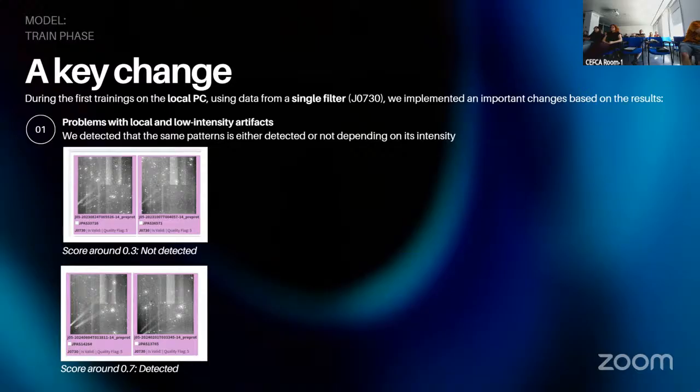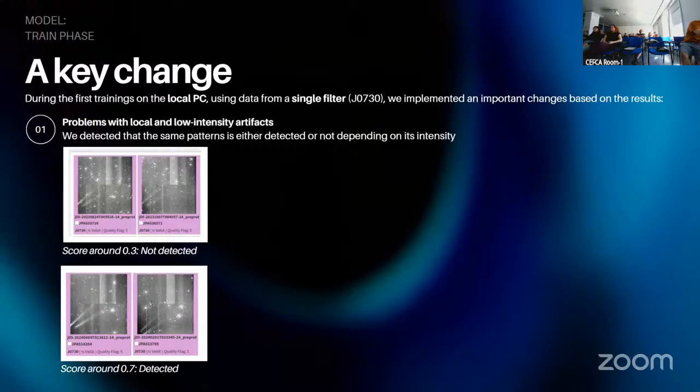Okay, I've done a lot of experiments, a lot of changes, but I'm going to highlight just one key change because of the improvement that it brought to the model. I saw something in the results. I saw that this is the same artifact. I don't know if you can see the one that is below. Yes, okay. So the only difference between them was that this one is more intense than this one. This one was not detected because it got a really low score, but this one was detected because the score is much higher. This shouldn't happen because the artifact is the same, so it should be detected.